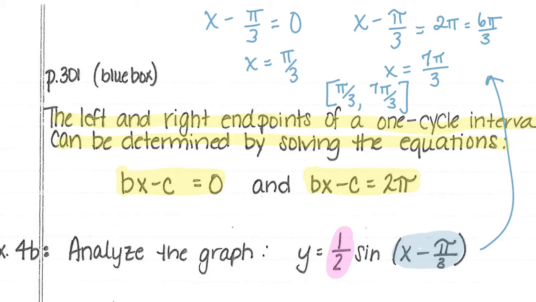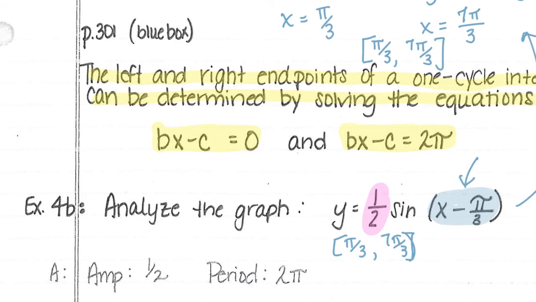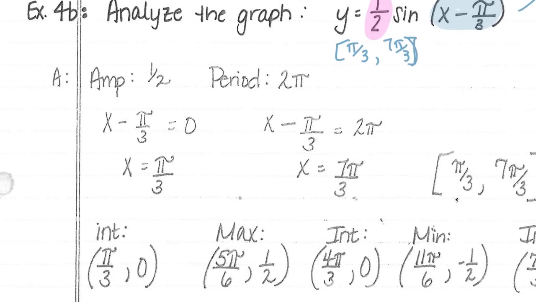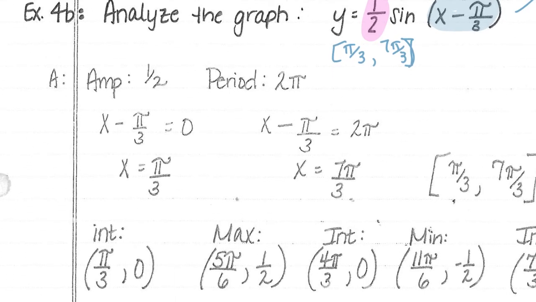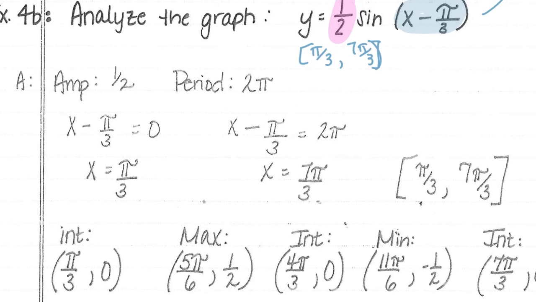So remember, I'm going to write this underneath here. We're starting at pi over 3, and we're ending at 7 pi over 3 because we have a shift. So remember that shift is over to the right, pi over 3. So notice my amplitude is 1/2, my period is 2 pi. And notice all these intervals are going to be pi over 3, 0, 5 pi over 3, 1/2, because remember my maximum point will be my amplitude, and my amplitude we noticed was 1/2, so that's where it comes into play.